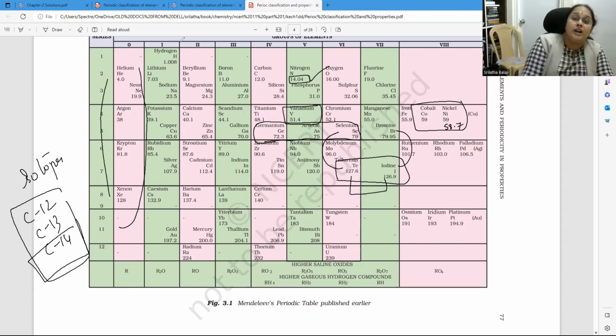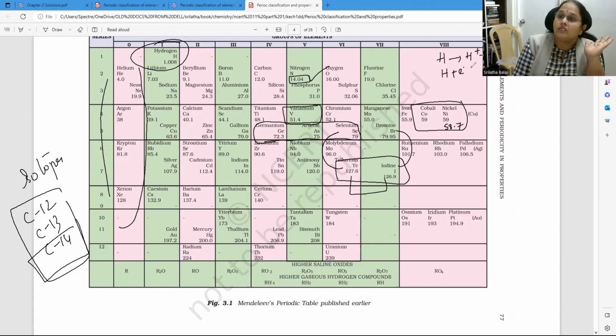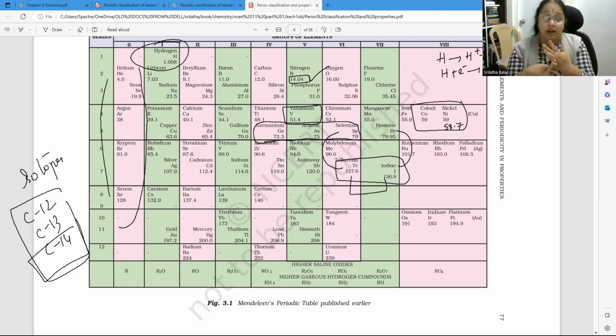Another discrepancy is with hydrogen. Hydrogen has no proper place. Poor thing, it's wandering around. Should I go with the halogens or should I come with lithium? Hydrogen has a property of losing an electron as well as gaining an electron. If it loses an electron, it is like sodium. If it gains an electron, it is like fluorine. So where should hydrogen be placed? There is no proper position for hydrogen, there is no proper position for isotopes, and the anomalous pairs are another drawback. So all these are the demerits.